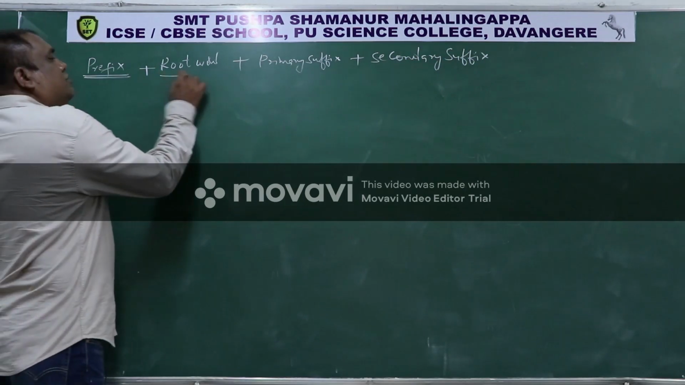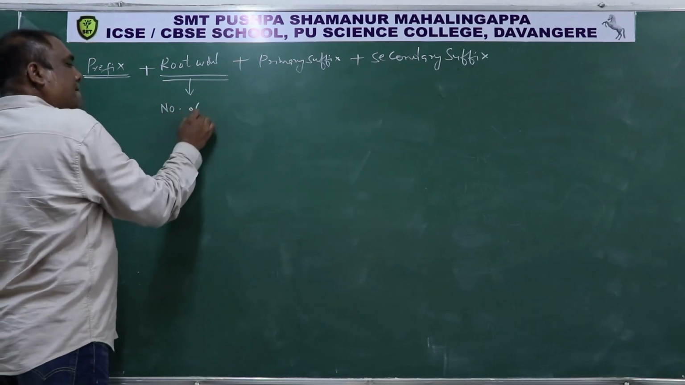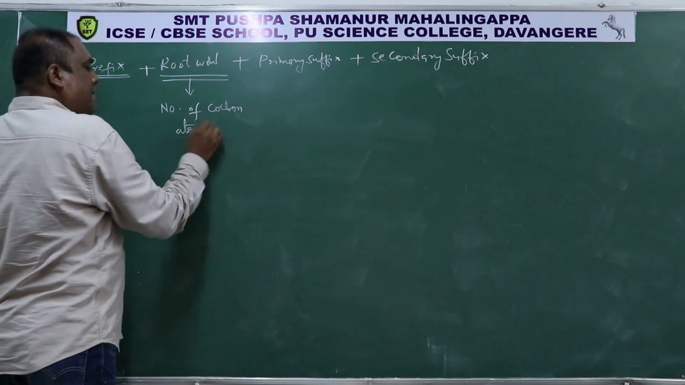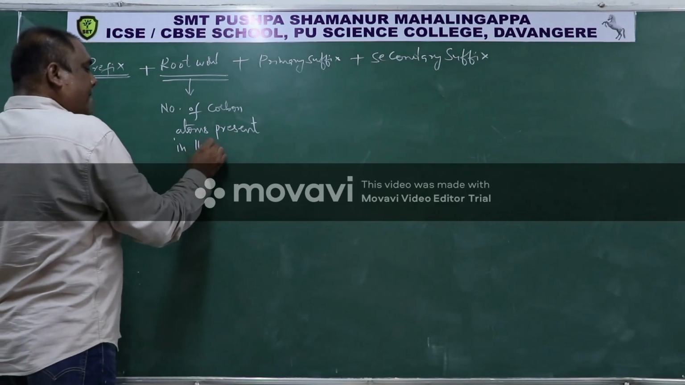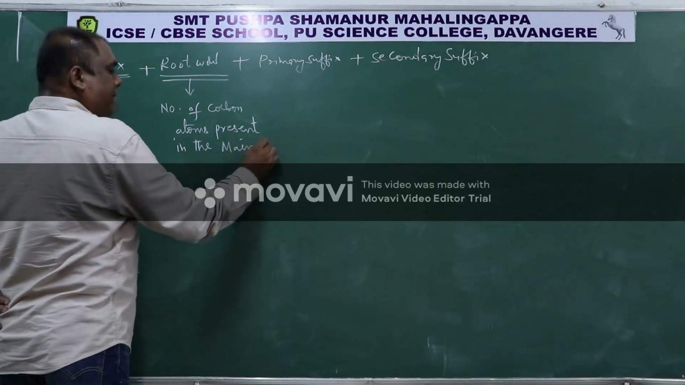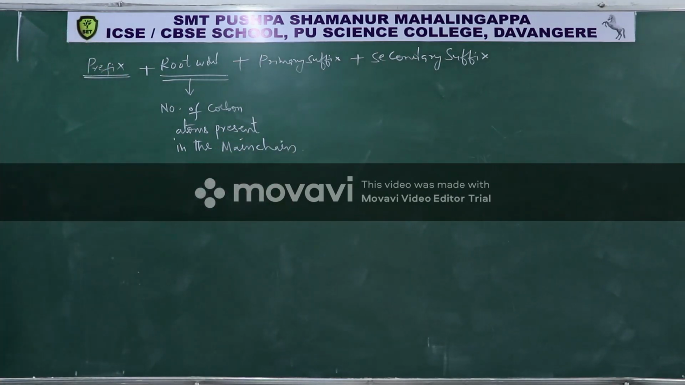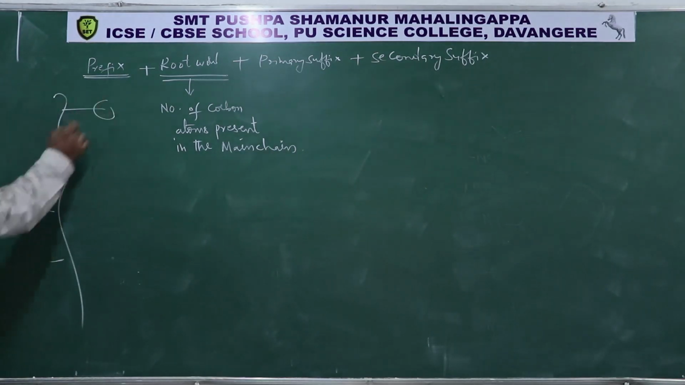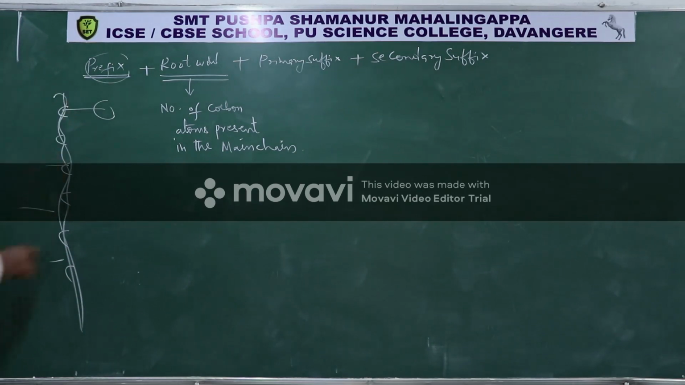Now coming to this, root word indicates the number of carbon atoms present in the main chain. So I was telling like this, now this is the main chain and these are all side chains I told. Side chain's name already will come in prefix, but this main chain, it has 1, 2, 3, 4, 5, 6, some number of carbon atoms.